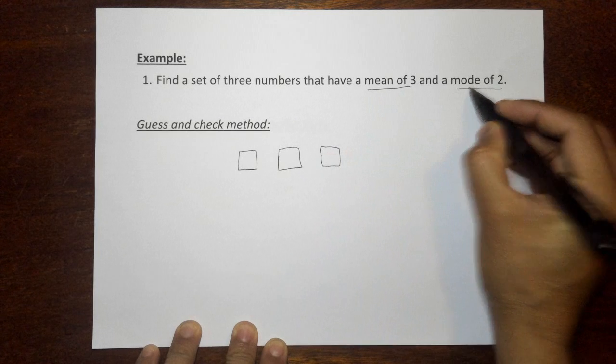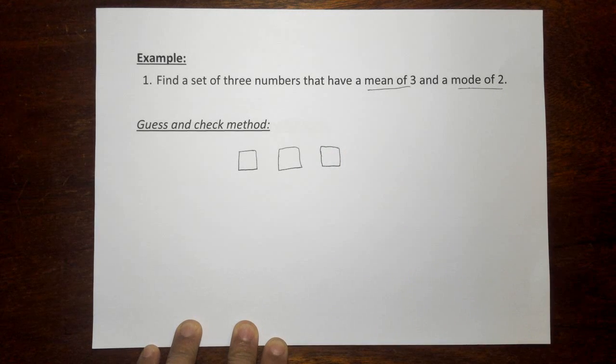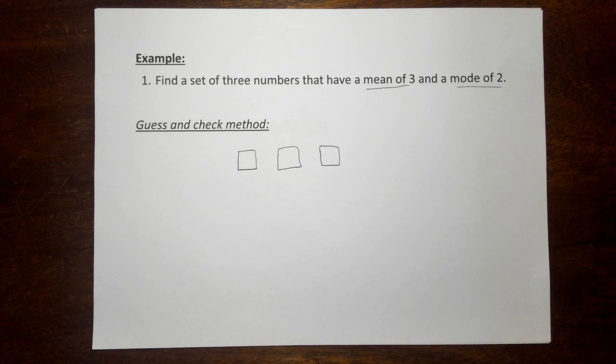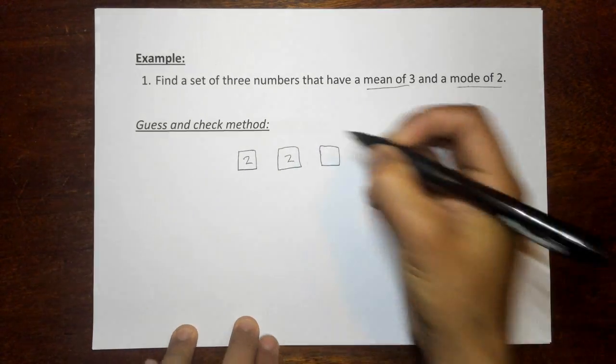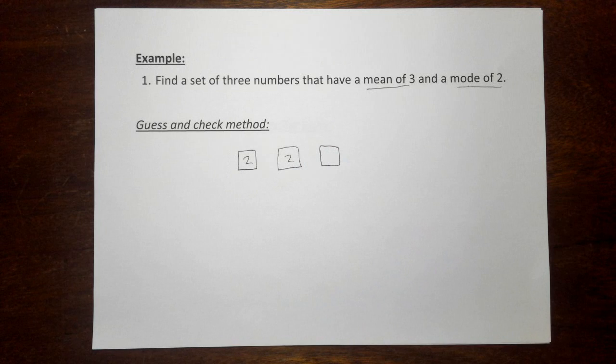Now mode is that new word that we were just told today, and that tells us that that 2 is the most common number. That means of these three numbers, at least two of them have to be 2. So let's pop those two in there. So we've got those two numbers. Now we just need to find one more number.